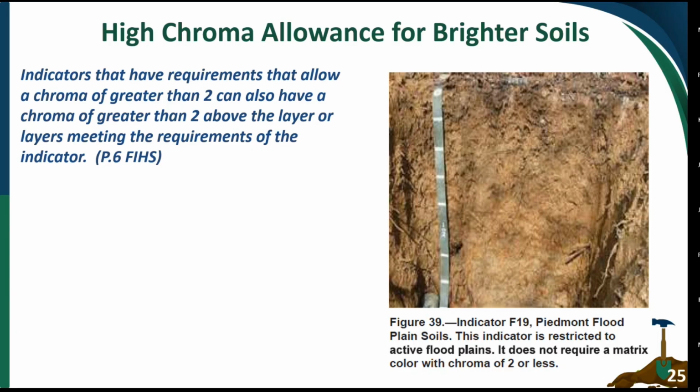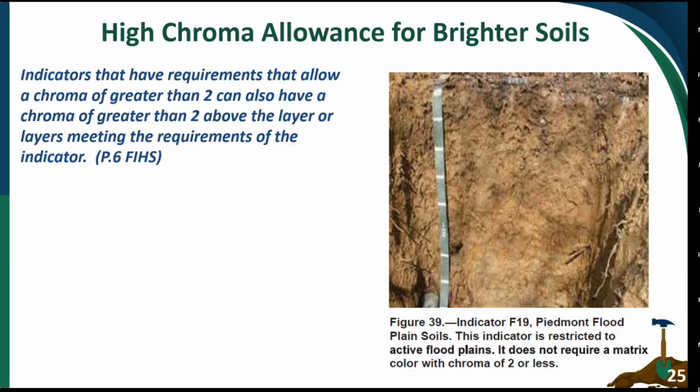So another important aspect of color that the indicators provide guidance on is the allowance of high chroma greater than 2, but only for specific indicators. So when you have an indicator that allows a chroma of greater than 2 in its criteria, so for example, the F19 Piedmont floodplain indicator, which allows for chromas up to, but not including 4, as we see pictured here.